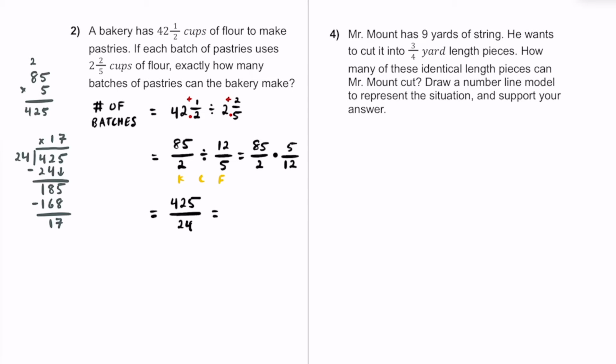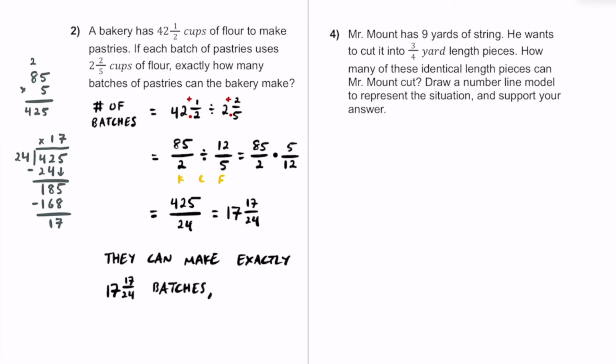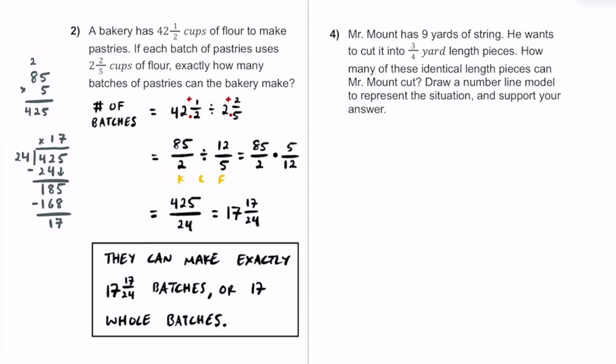So as a mixed number, this is going to be 17 and 17/24. So the question does say exactly how many batches we can make. So we can say that they can make exactly 17 and 17/24 batches. Or more likely, they're going to make 17 of these whole batches and just have some extra flour left over. All right, so 17 and 17/24 is the exact number of batches, but you can make 17 whole batches, okay?